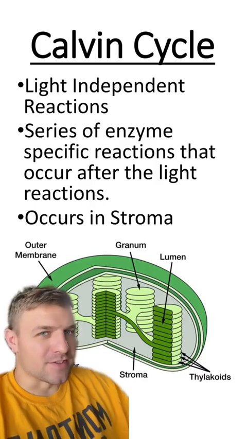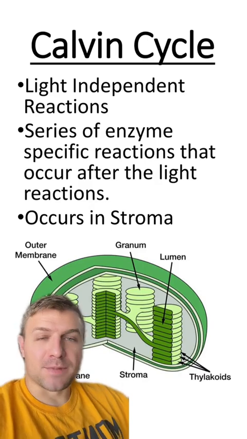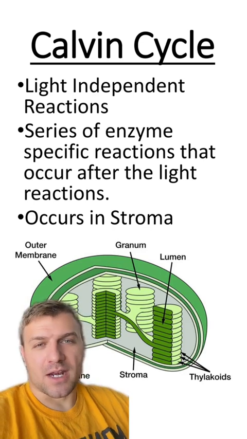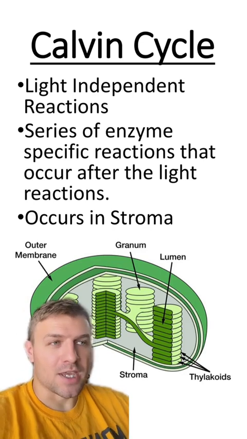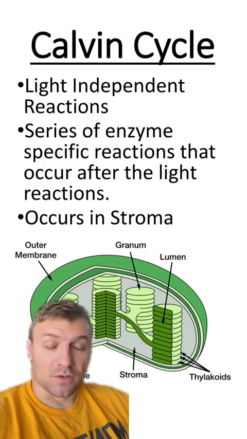Let's learn about the Calvin cycle. This cycle is also known as the light-independent reactions. That's because it doesn't need light to occur. The Calvin cycle is a series of enzymatic reactions after the light reactions that's going to produce sugar. And this cycle occurs in the stroma of chloroplasts.